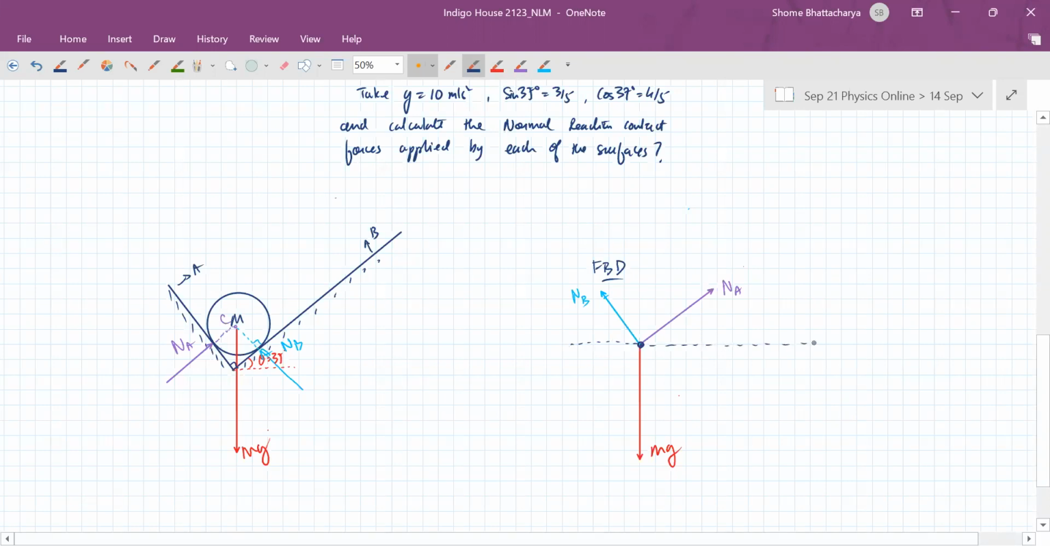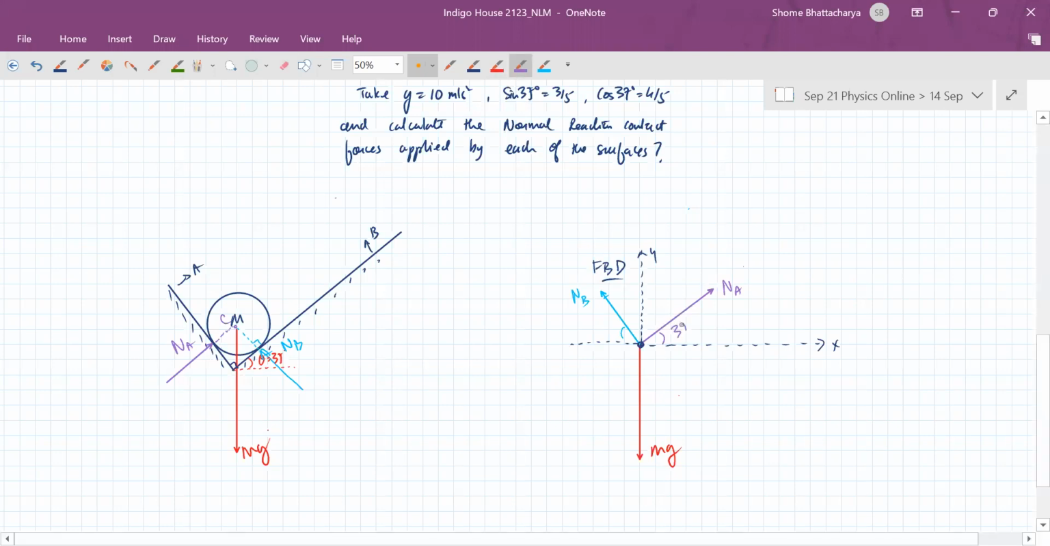So in this case, it will make sense to take X and Y axes like this. In which case, what we have to know is how much this angle is and how much this angle is. So can you tell me how much the angle will be that the normal reaction Na is making with the horizontal? 37 degrees. Na and the X axis? Yeah, Na and the X axis. Very good.